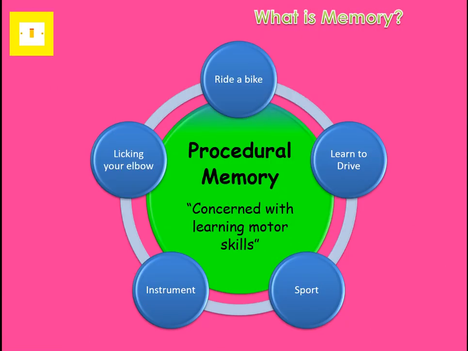The final type of memory is procedural. And if you think about what a procedure is, it's a step-by-step guide or way of doing something. And if you look around the circle, you will see that there are procedures or ways, guidelines for doing all of those 5 things. So it says concerned with learning motor skills, but look at the word procedure, the way in which something's done. So your memory for getting dressed. So when you get dressed every morning, you use your procedural memory.